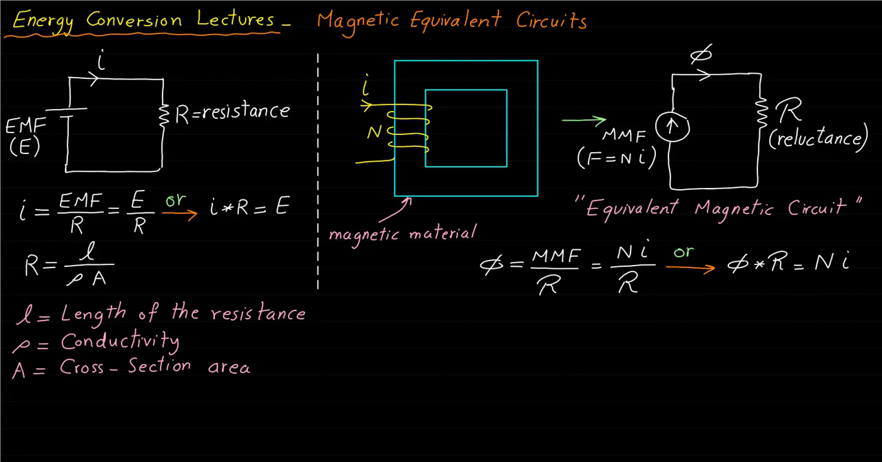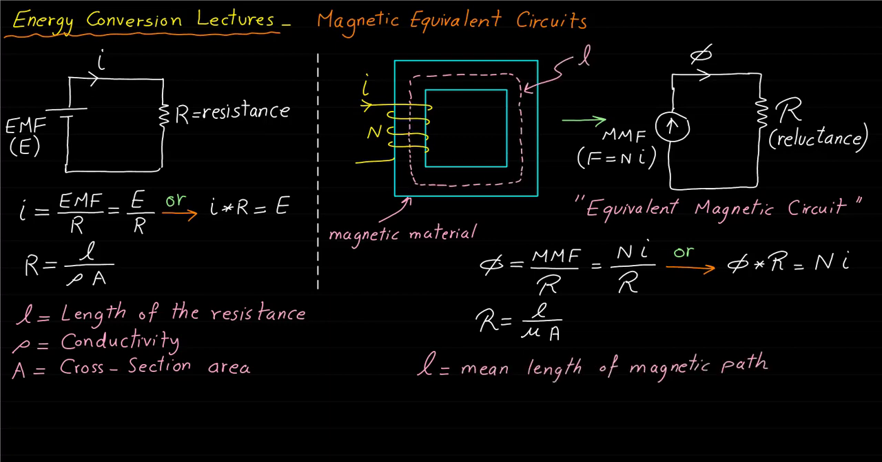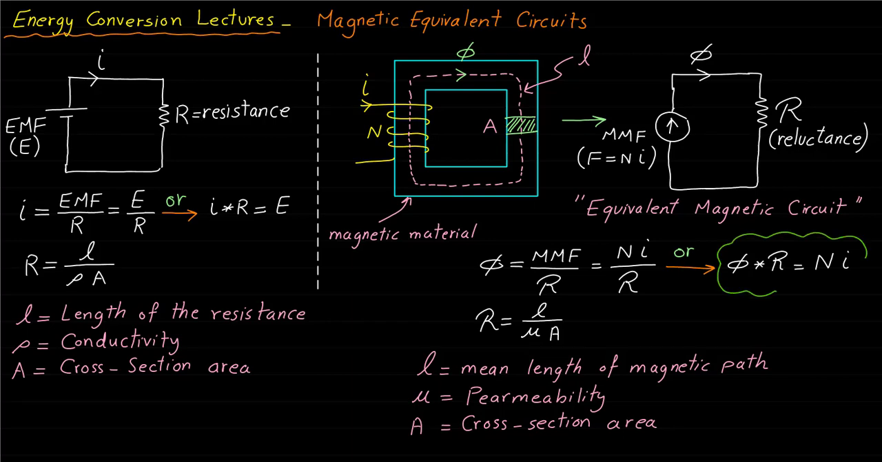Also, the reluctance of the magnetic circuit will be equal to L over mu A, where L is the mean length of the magnetic path, mu is the permeability of the medium, and A is the cross-section area of the medium. Basically, these new formulas of the magnetic circuit have been derived using the analogy between the electric and magnetic circuit. These formulas can also be confirmed by using the following relationships.